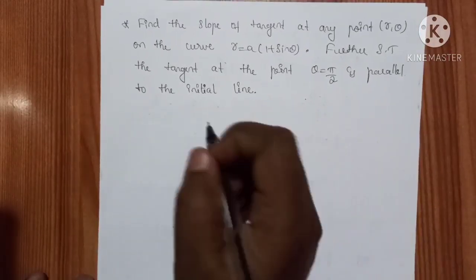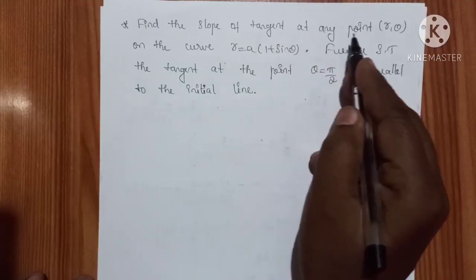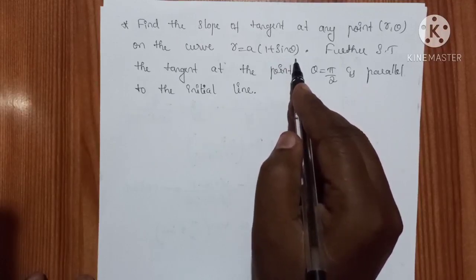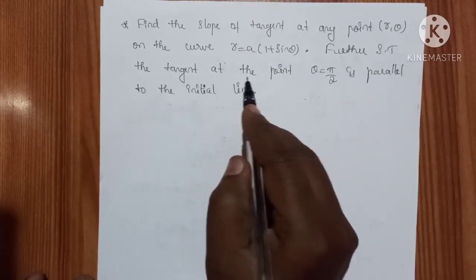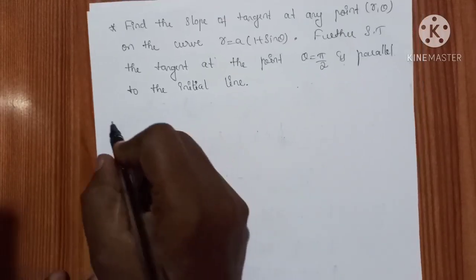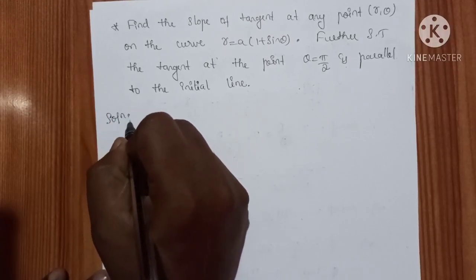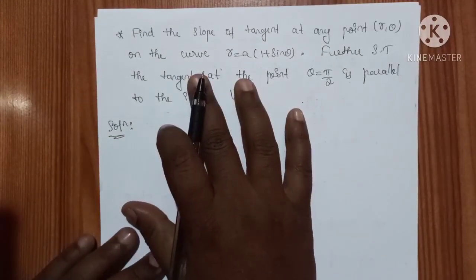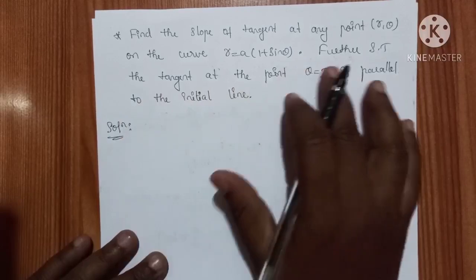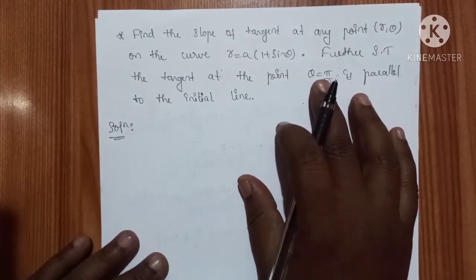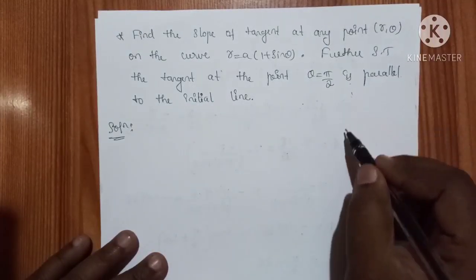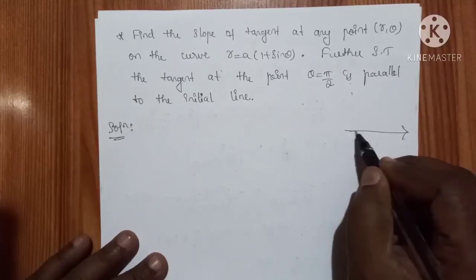Next problem: find the slope of the tangent at any point r comma theta on the curve r equals a into 1 plus sin theta. Further, show that the tangent at the point theta equals pi by 2 is parallel to the initial line. Solution. Here we first have to find the slope of the tangent using the earlier method. Also we have to show that the tangent at the point theta equals pi by 2 is parallel to the initial line.